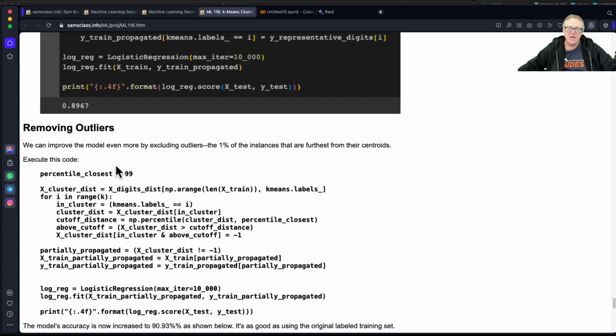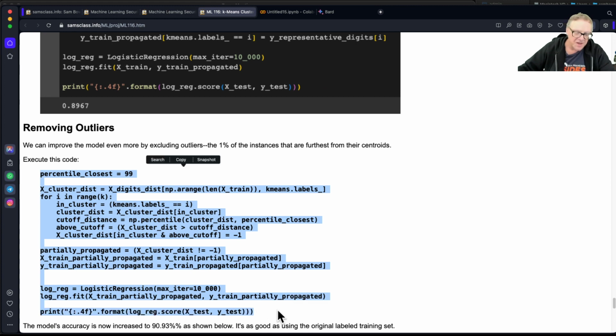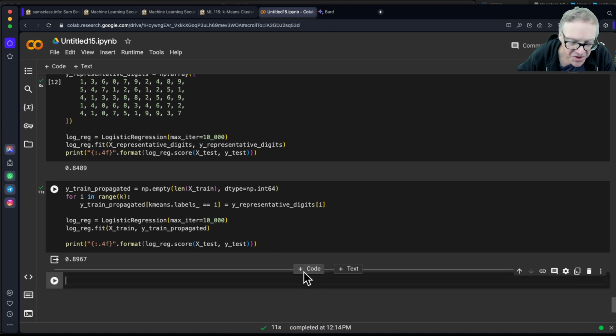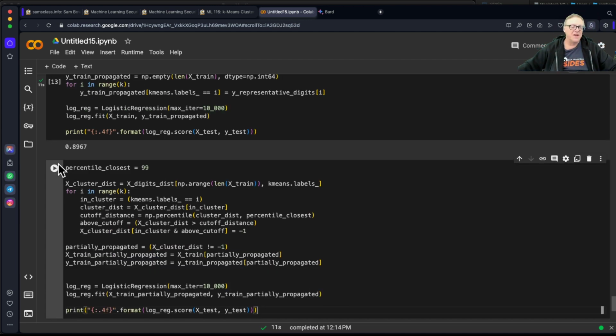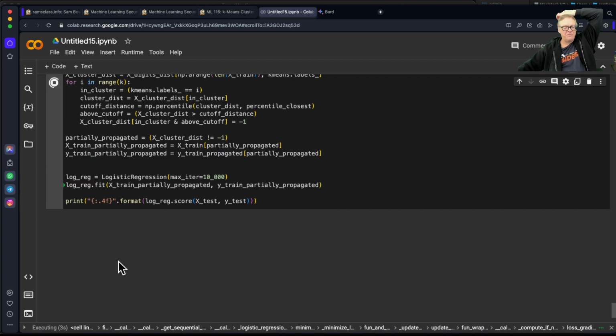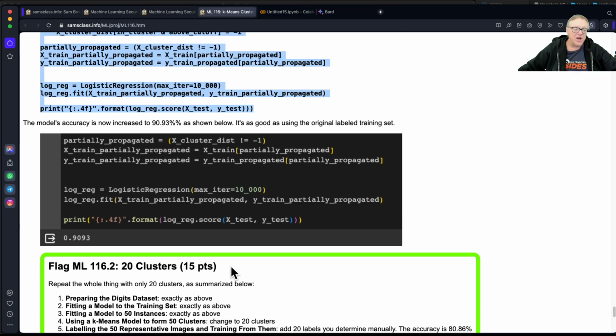We're going to keep the 99% near the center of the clusters, but remove 1% of the images that are not fitting in any cluster very well. We have now found images that are probably the messed up ones. And after removing them and training on what's left, we get up to 90.9%. And that's very good. That's as good as the training using the original labeled training set.